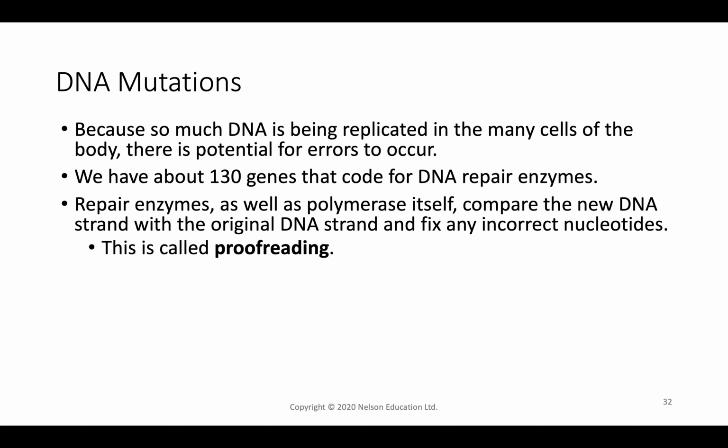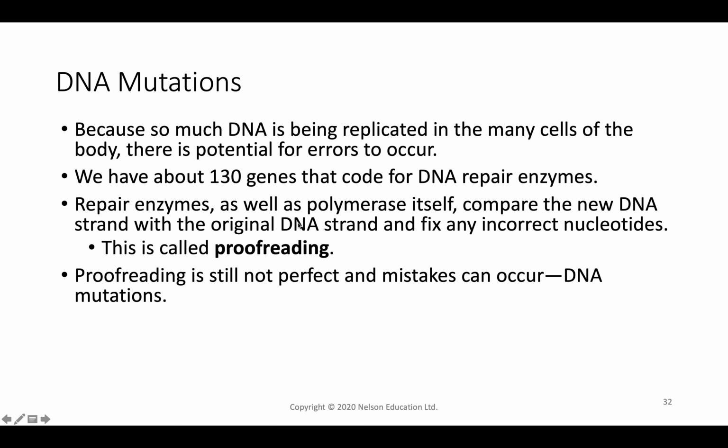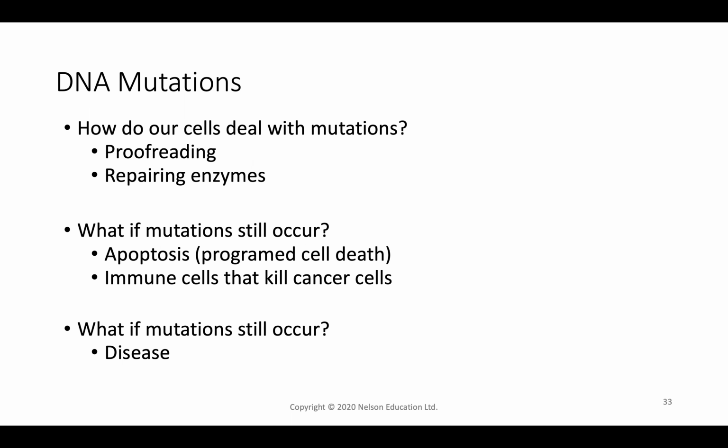So most of the time, any damages that are found are going to be fixed via a process called proofreading, where repair enzymes and polymerase, etc., are going to compare the new strand to the old strands. And when it says fix any incorrect nucleotides, they're taking the old strand's word for it every time. But proofreading is still not quite perfect, and we can have mistakes occurring where the DNA mutations arise. Again, a mutation is going to be an enduring change in the DNA itself. And what happens when DNA changes happen? Well, oftentimes we try to catch it. We use proofreading and repair enzymes to try to catch it, but sometimes we don't catch it.